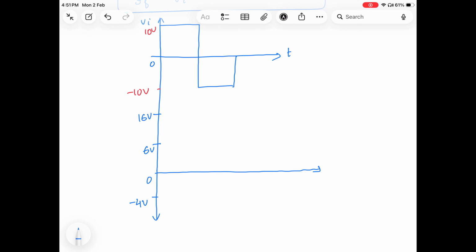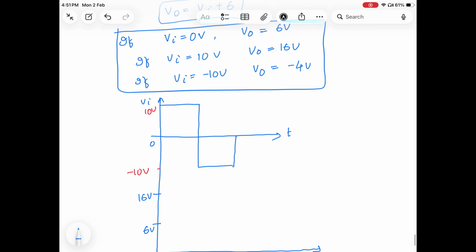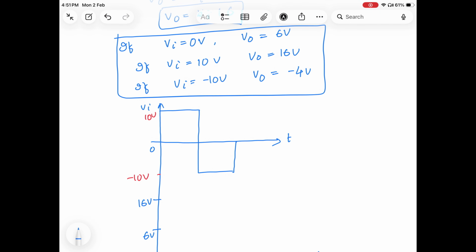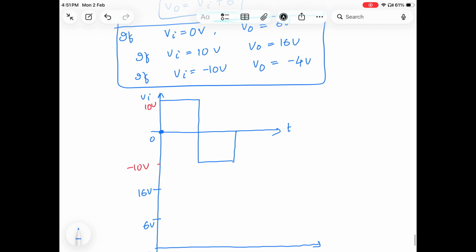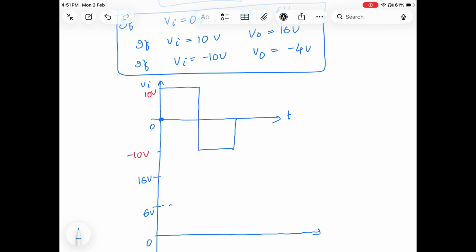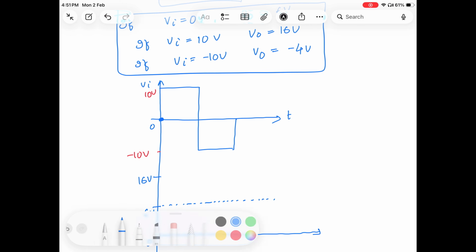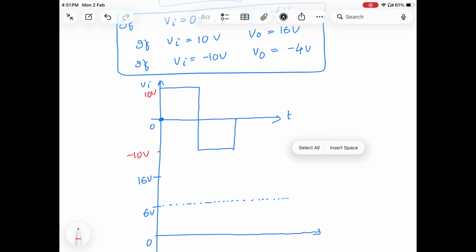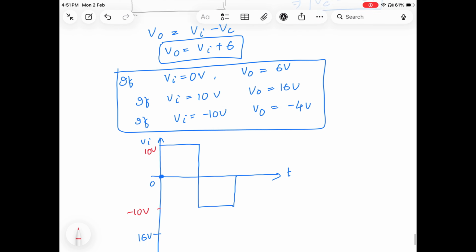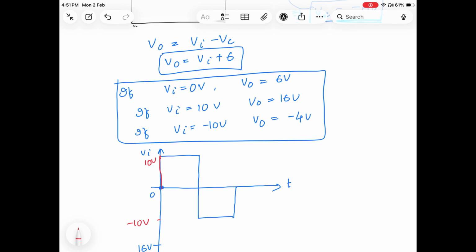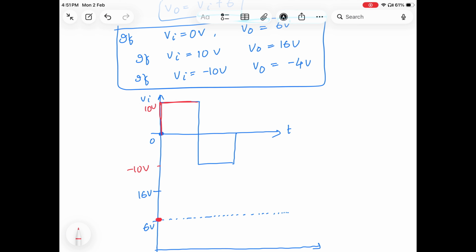Okay. So once this is over, first we'll check when Vi equals 0 volt. Then you can see the output voltage will be 6 volt. That means this waveform will start from 6 volt. From the 6 volt, basically you can think that this is a reference line for the x-axis. Then we'll start this signal from the 6 volt. So it will go up. Let me show it like the input voltage going from 0 to 10. So it will start from 6 and it will go to 16 volt.